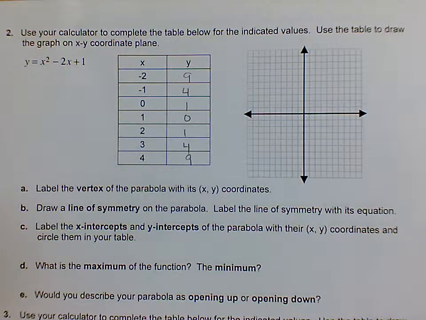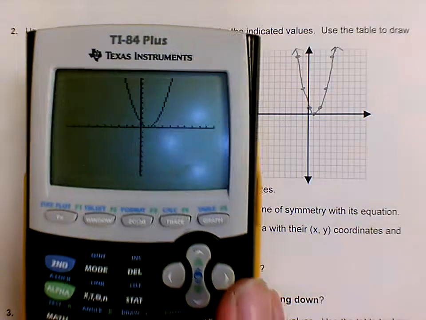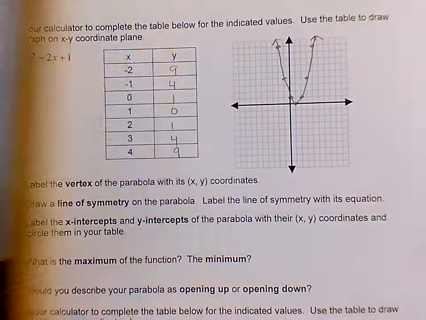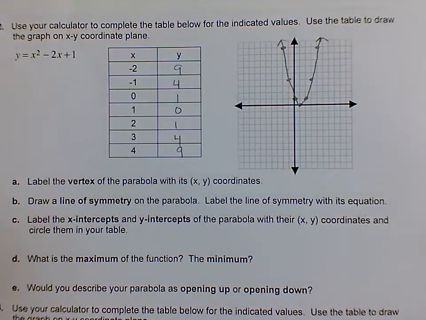Next step is I need to plot the points, so go ahead and plot the points. All right, so there's my graph. It matches that graph fairly well. So now I can start answering the questions. Label the vertex of the parabola with the xy coordinate. You can do this on the graph or in the questions, doesn't matter to me.